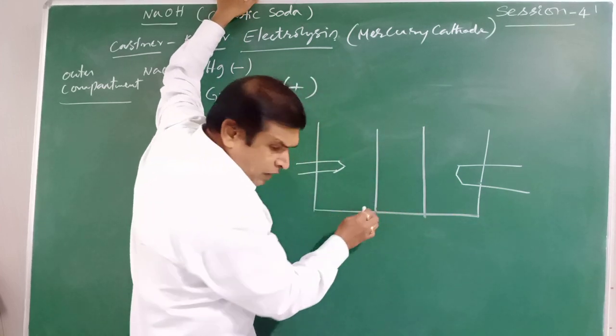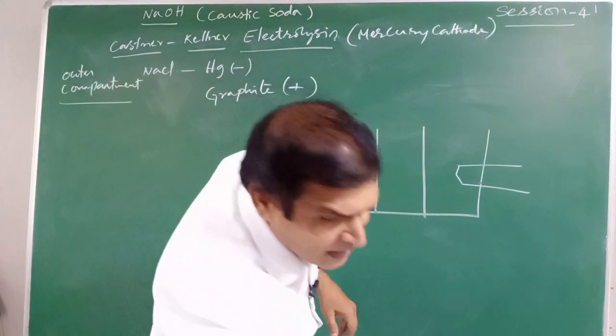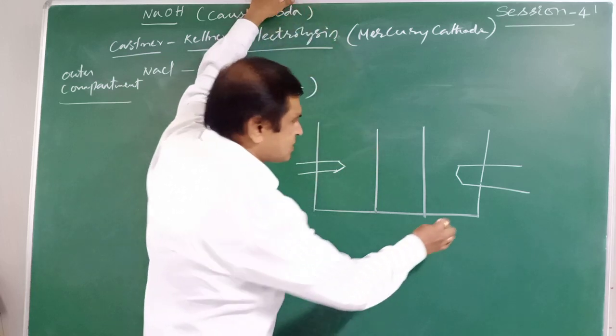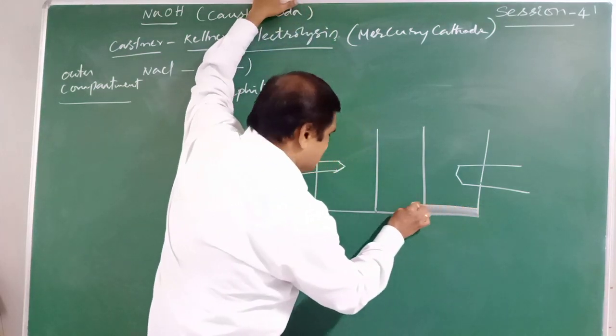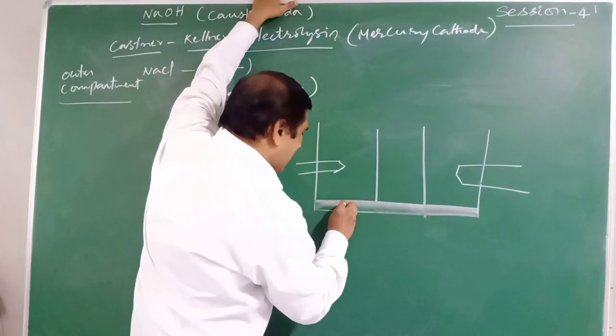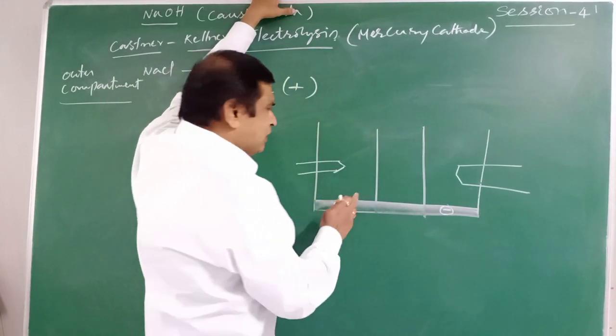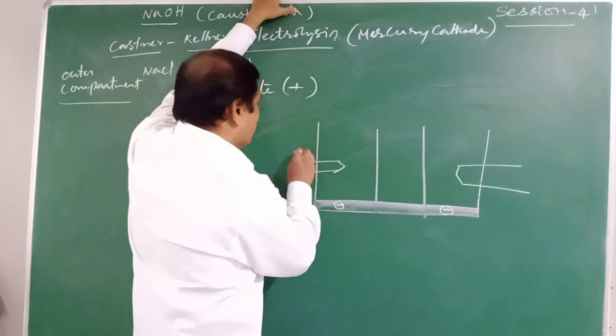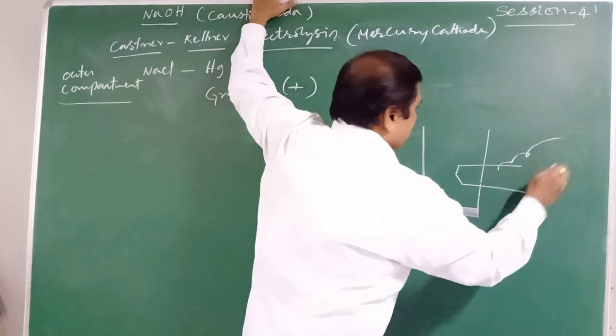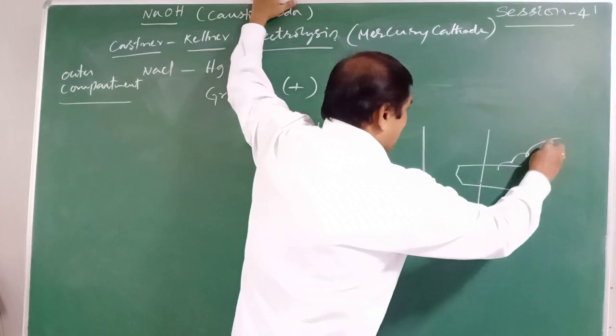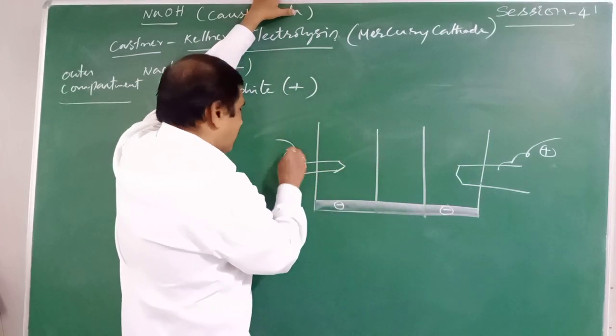The mercury is placed at the bottom of the cell. It acts as cathode. In the outer compartments, the mercury layer is acting as cathode. Okay, mercury cathode and graphite anodes in the outer compartments.